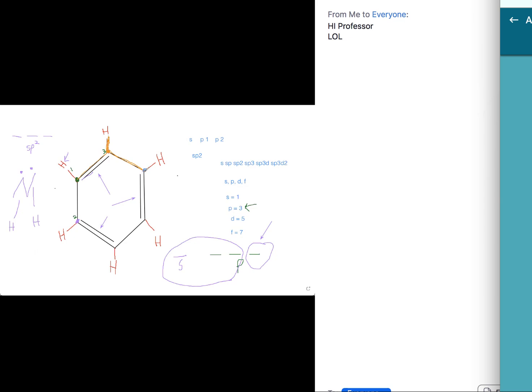Like, for instance, with this carbon, you would draw a line to that hydrogen, a line to this hydrogen, and a line, not hydrogen, a line to this carbon. So to this carbon, to this carbon, and then to this hydrogen. And so that's 3 things as well. And anytime you have 3 things attached, that's always sp2. Okay.